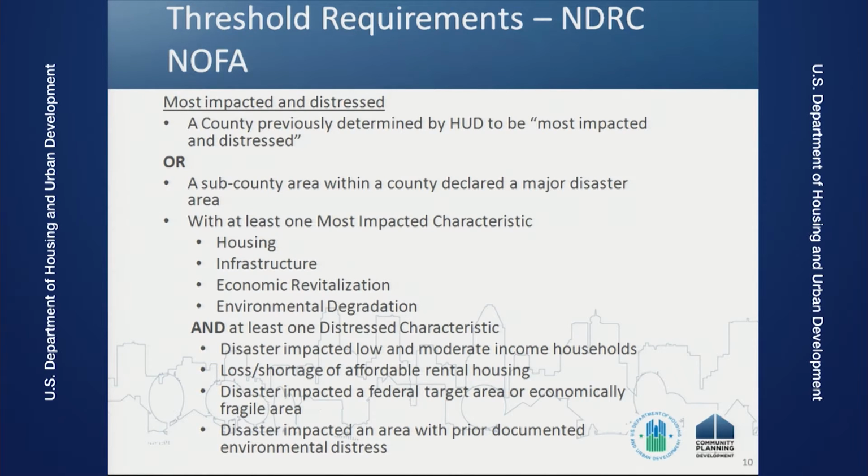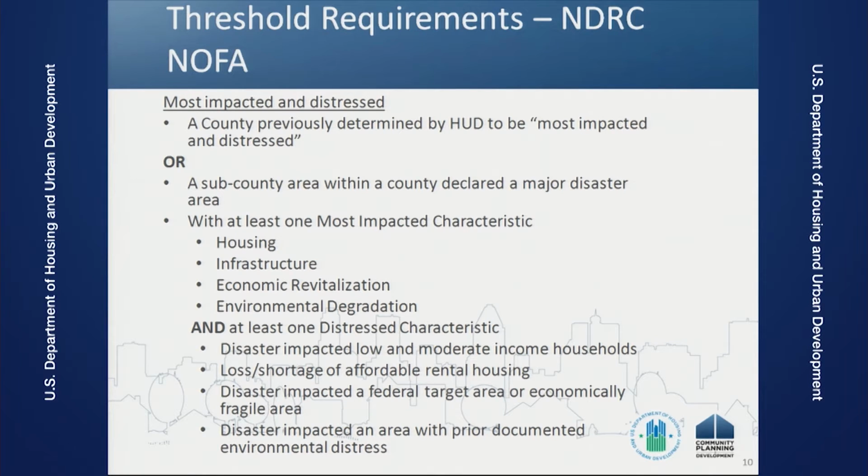There are four types of most impacted and distressed characteristics. Housing, which refers to a concentration of housing damage in an area. Infrastructure, which refers to damage to permanent infrastructure. Economic revitalization, which refers to significant employment loss and extended harm to the local economy. And environmental degradation that threatens long-term recovery, critical natural resources, and places housing, infrastructure, and/or economic revitalization at risk.